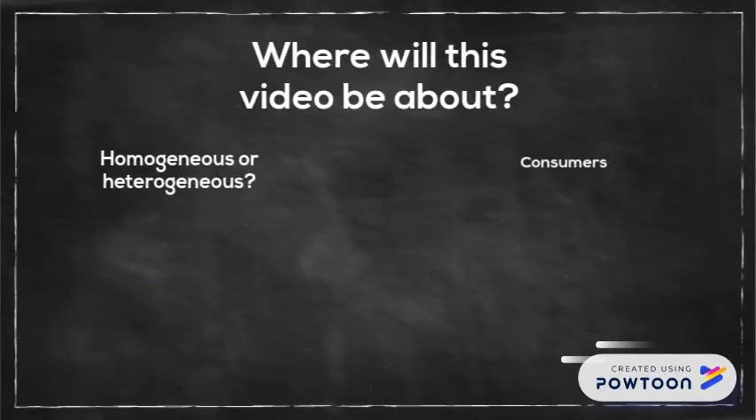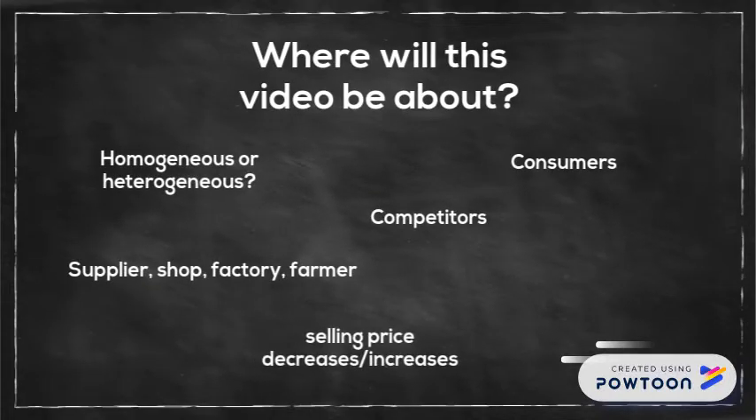So what will this video be about? This video will explain if a smartphone is a homogeneous or heterogeneous product. This video will explain about the consumers and competitors of smartphones. Further, it will give information about the supplier, shop, factory and farmer of smartphones. Lastly, I will tell you what happens if the selling price of a particular smartphone decreases or increases.